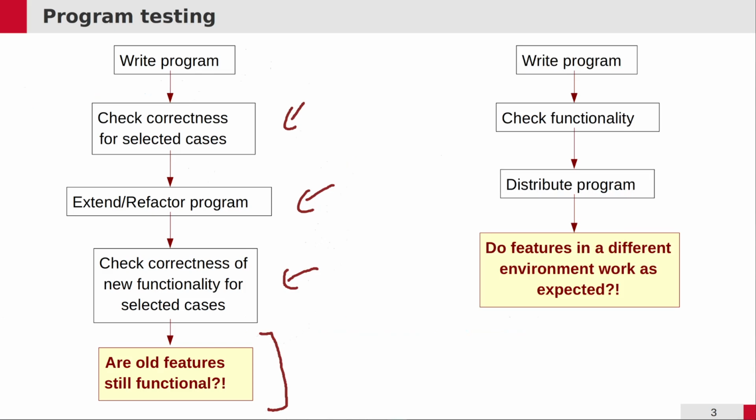The other scenario where testing is important is when you're writing your program and you check this functionality, but then you distribute the program to somebody else, to some other users. And the question is, does the program work in their environment as expected, exactly in the same way as in your environment? You cannot be sure, because they might have a different environment than you, different numerical libraries, and therefore it's very important to have tests which can check that the program also works as supposed in that environment.